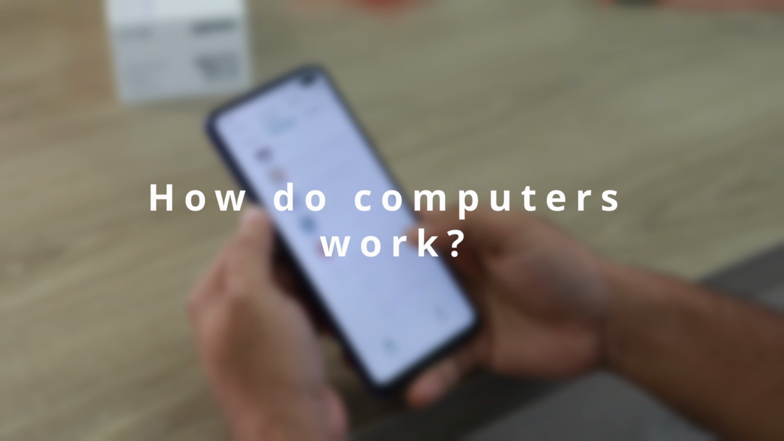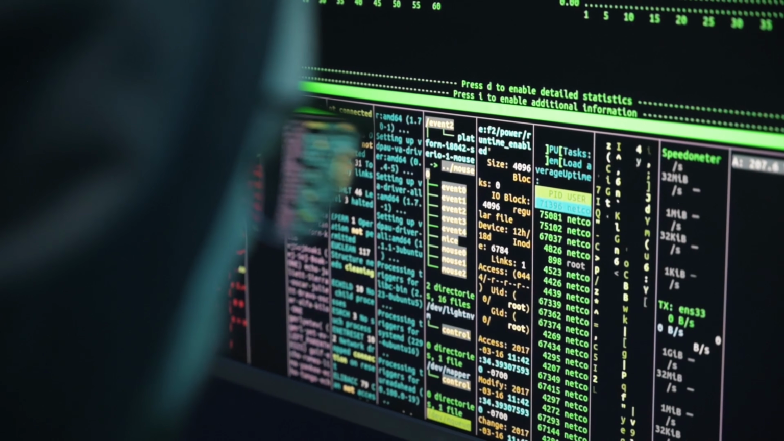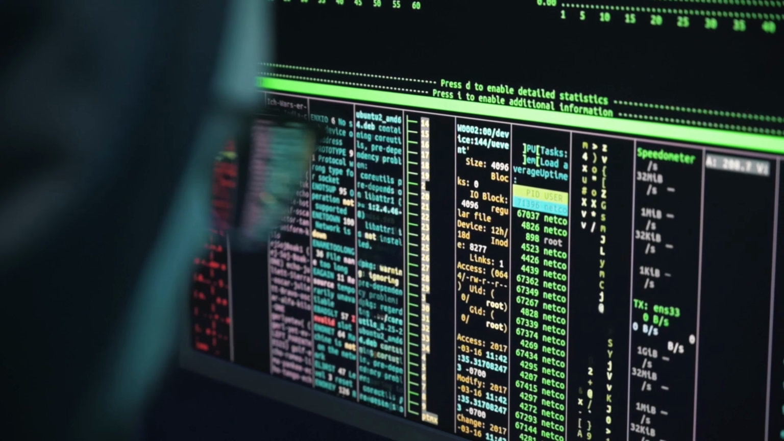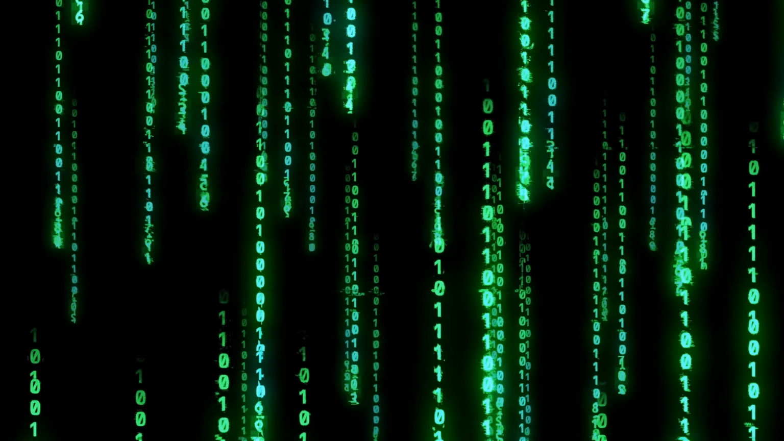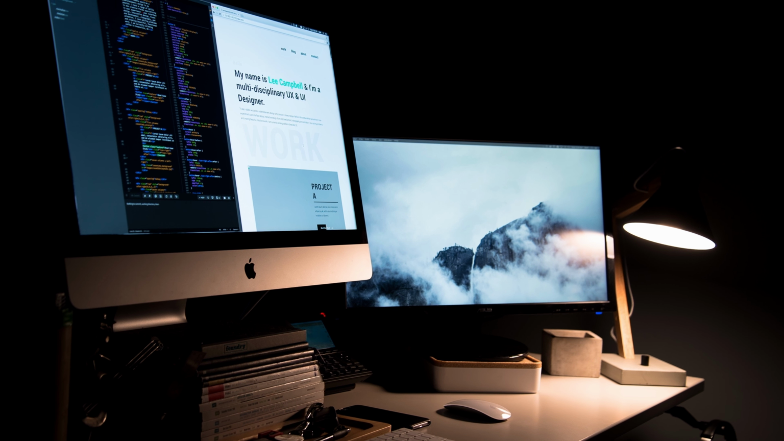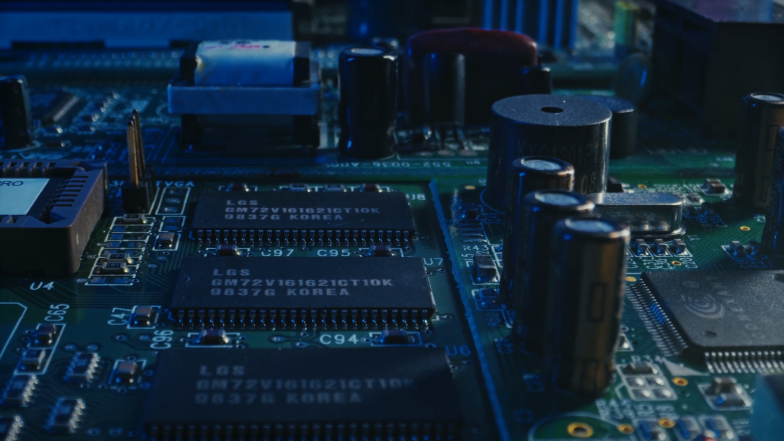How do computers work? Computers use a series of instructions, called a program, to perform a task. These instructions can be written in various programming languages and are translated into machine code, which is a series of zeros and ones that the computer can understand. The CPU reads and executes these instructions, and the results are displayed on the output device, such as a monitor. The CPU also communicates with the other hardware components, such as the memory and storage devices, to retrieve and store data as needed.